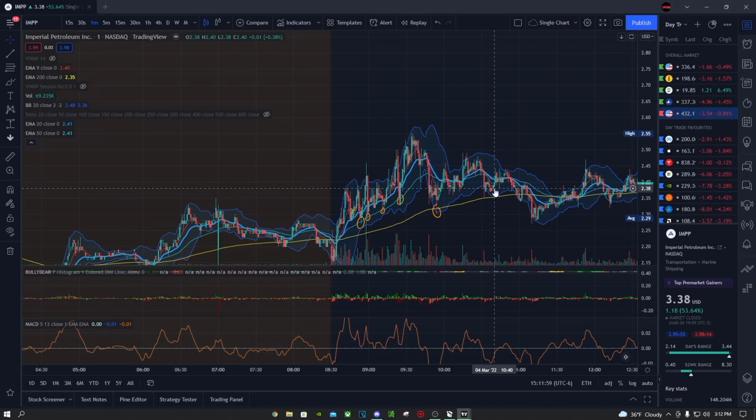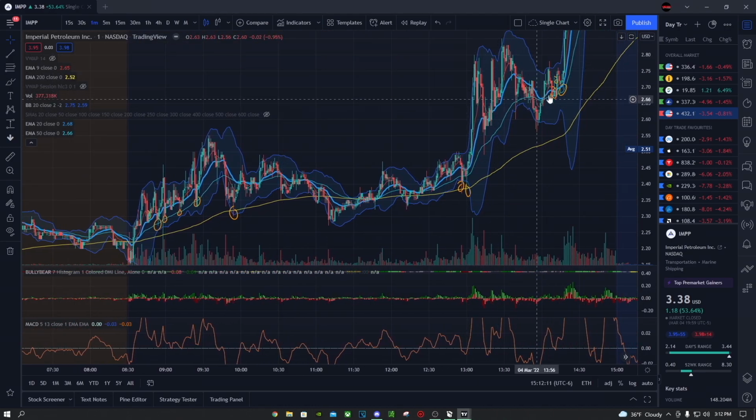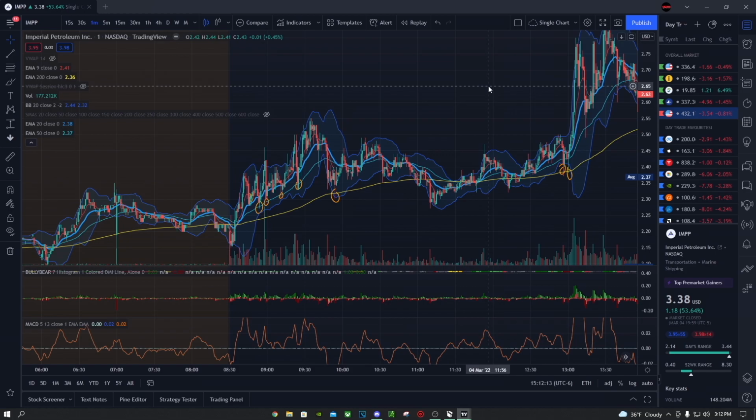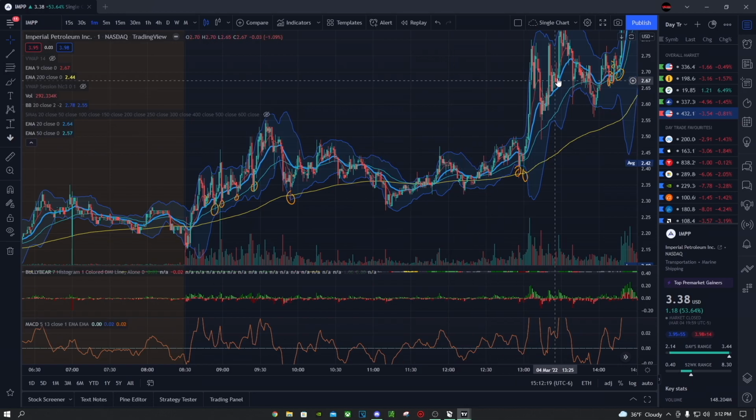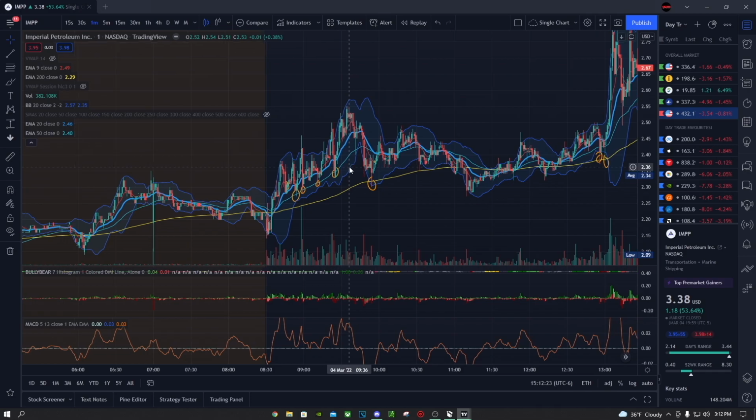What else? 9 EMA, very risky. You want to make sure that the stock's respecting the 9 EMA beforehand. This stock, IMPP, is not respecting the 9 EMA up here, so I wouldn't have tried to do plays on it over here. The 20 EMA seemed to respect decently over here, so you would have wanted to be looking for some plays, but this stock seemed like it was respecting the 50 EMA the most.